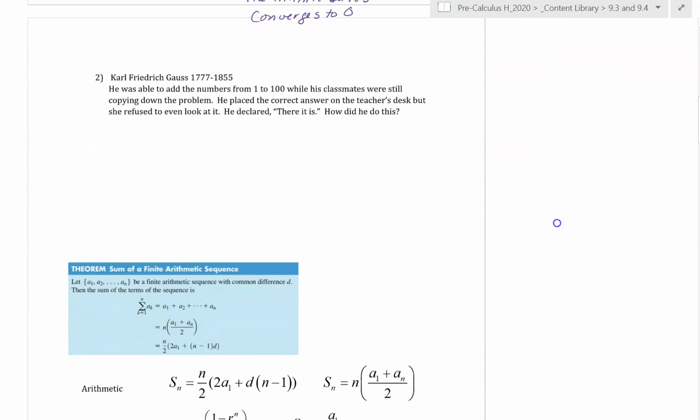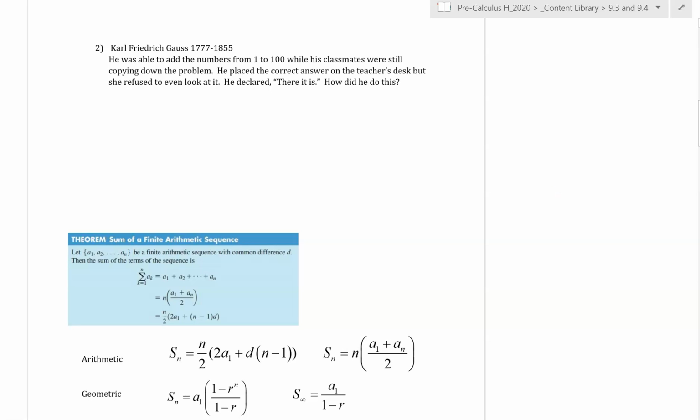Okay, let's take a look at number 2. We're talking about Carl Friedrich Gauss. He was able to add the numbers from 1 to 100. It's a very old tale about how his classmates were still copying down the problem.